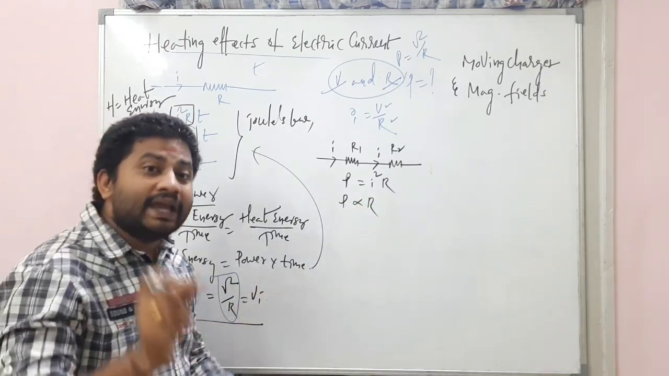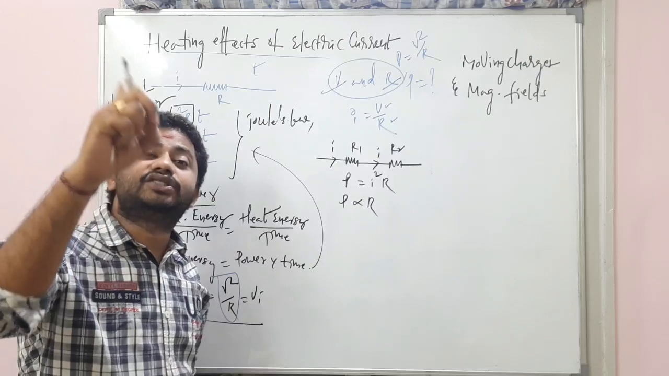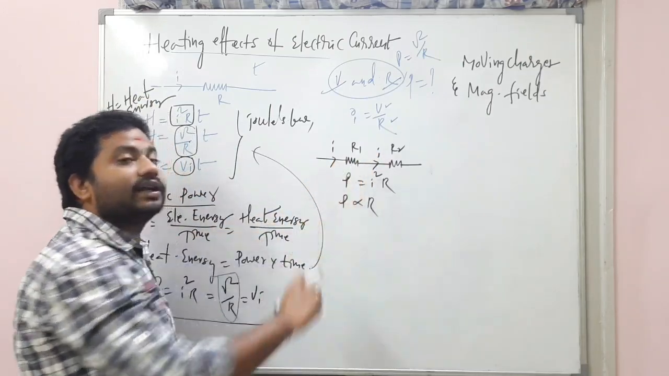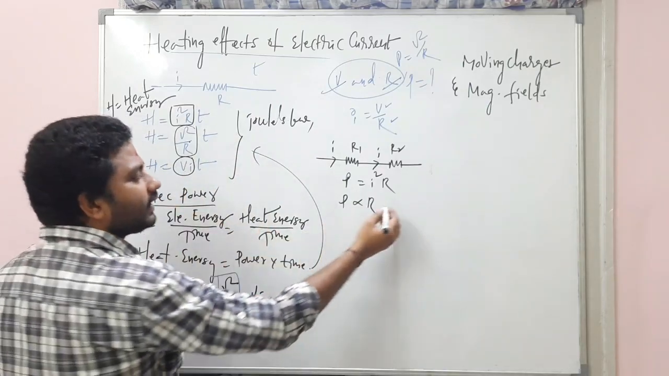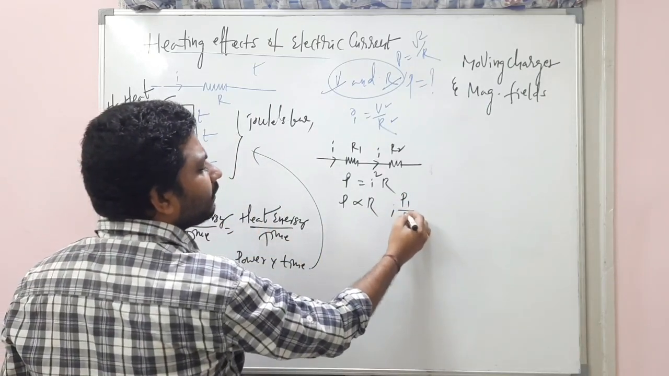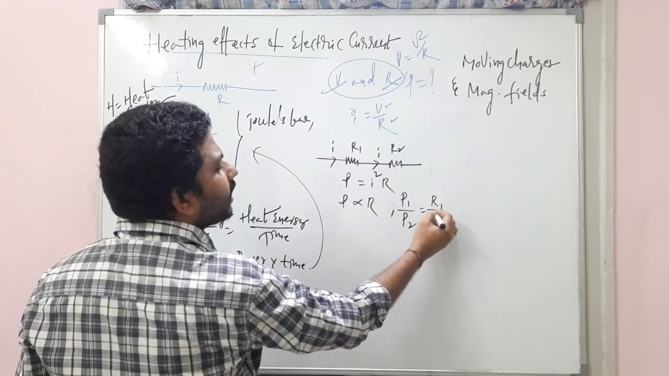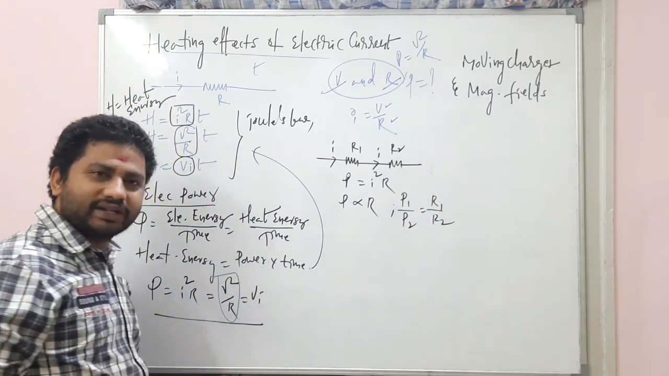So what is this P? Electric power consumed by this resistor. So what can I write from here? P1 by P2 is equal to R1 by R2, my dear students, right?